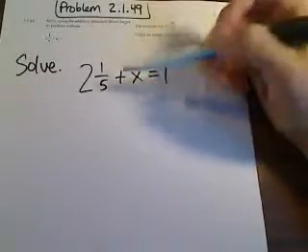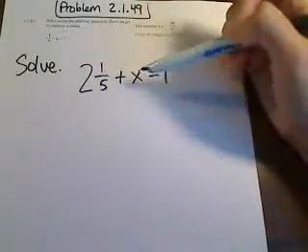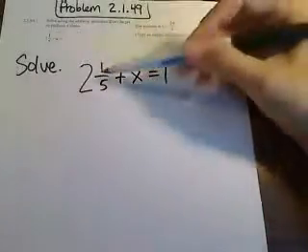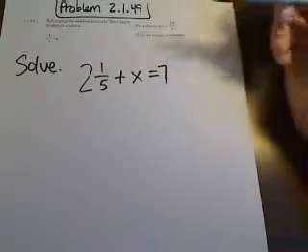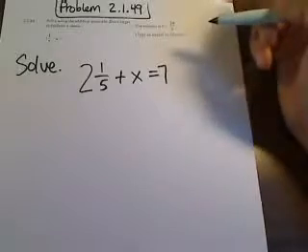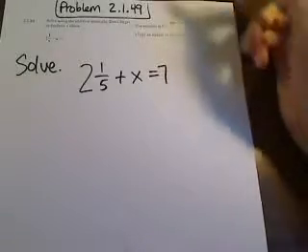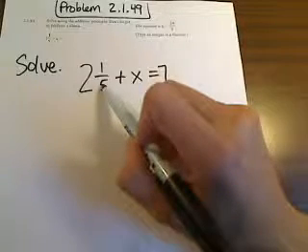We can either go ahead and convert this into an improper fraction and then clear the fraction, or we can just subtract it and get common denominators on the other side. I think what I'm going to do is show clearing fractions because this is a skill that we need to be using throughout the rest of this course. So I'm going to go ahead and convert this into an improper fraction.